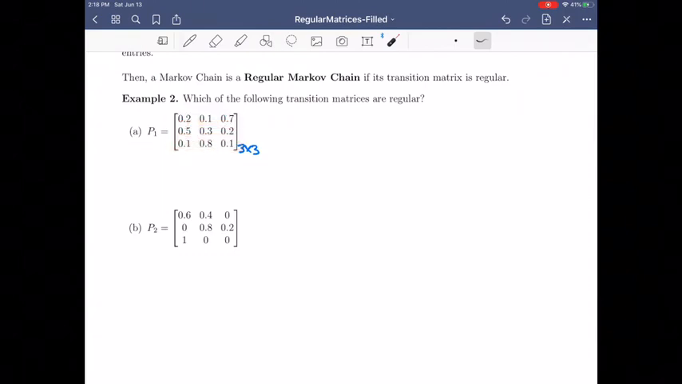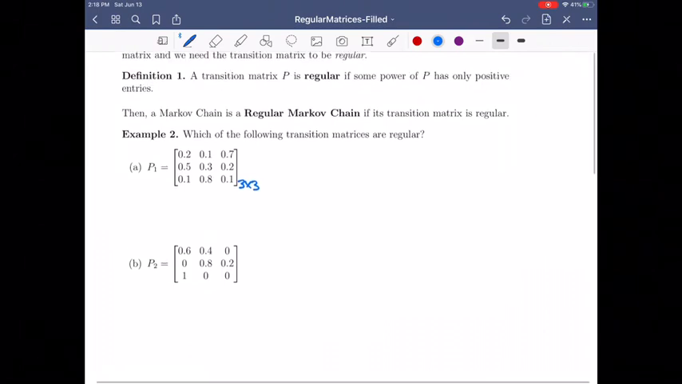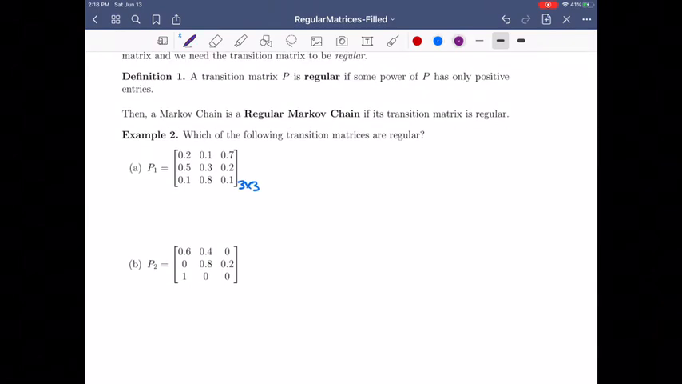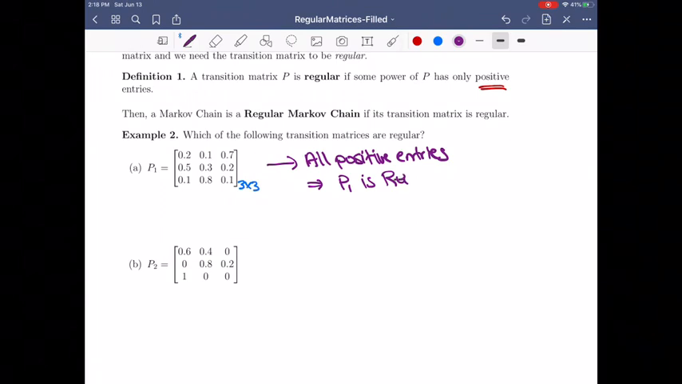We just want to know if it's regular. So we're looking to see if some power of P has only positive entries. Now this matrix immediately has all positive entries, which means that P1 is regular. So the transition matrix associated with P1 is going to be a regular transition matrix.